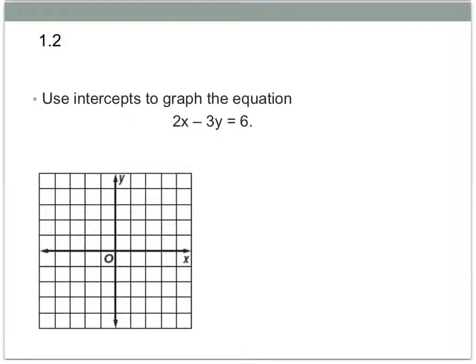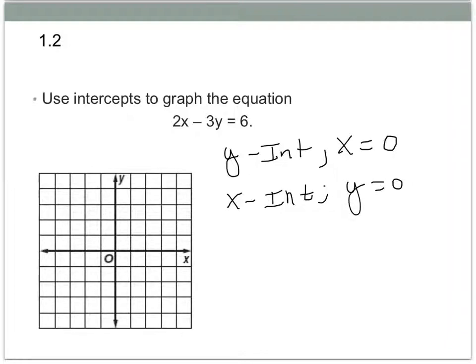So we know that if I am, let me change the thickness here. Okay, if I am a y-intercept, that means that x is equal to 0. Because when I'm a y-intercept, I'm on the y-axis, which means that all my x values are going to be equal to 0. Okay? So now, when I'm an x-intercept, my y value is equal to 0.